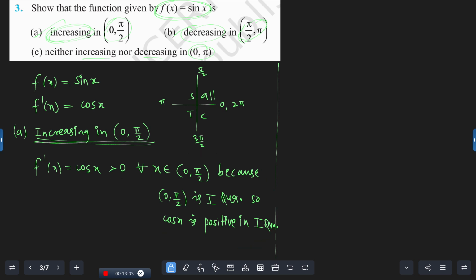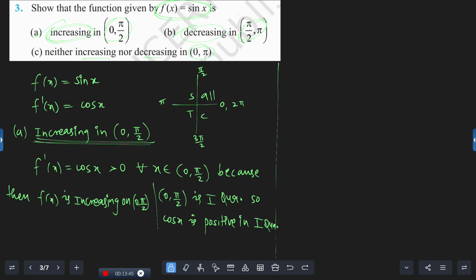We have not yet written the main answer. Greater than 0, and then what do we have to say? You write this reason on the right side, for all x. Then f of x is increasing on the open interval 0 comma pi by 2. See, we are checking f dash of x, but when you write the conclusion, you should write f of x. Don't forget.